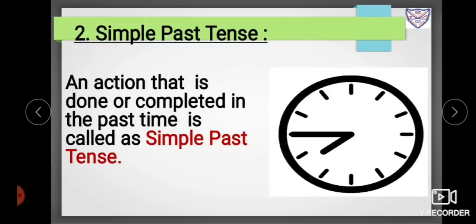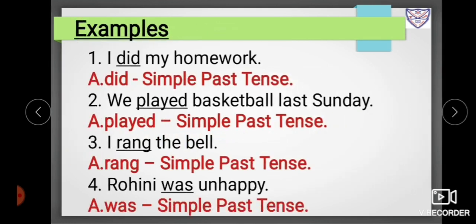Now the second form of simple tenses is simple past tense. Now what is simple past tense? An action that is done or completed in the past time is called simple past tense. So it means that an action or an event which is already done or completed in the past time is known as simple past tense. Let us see few examples.